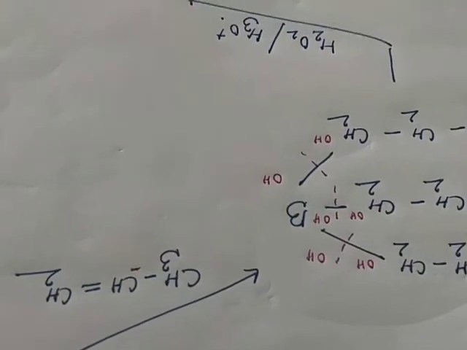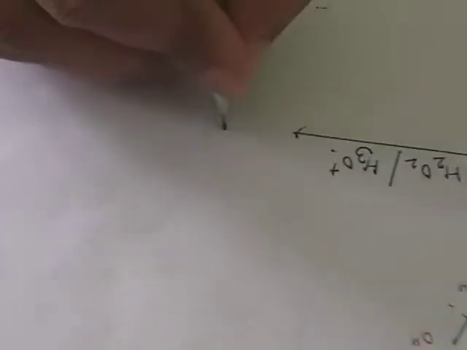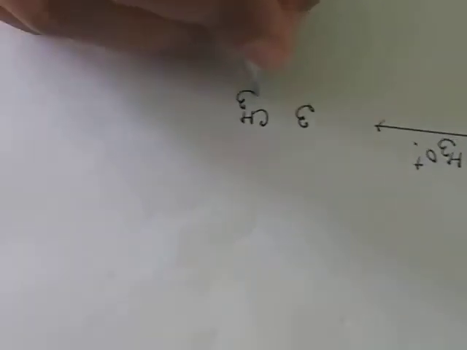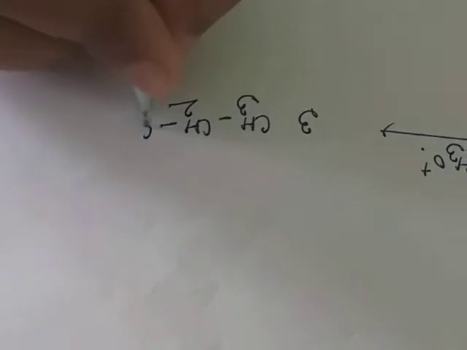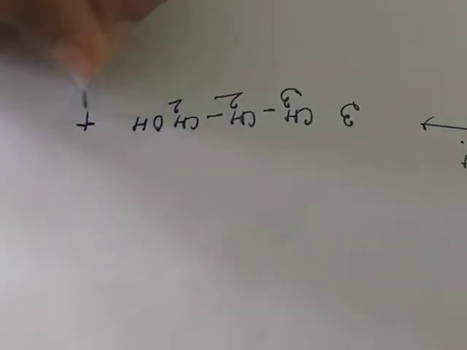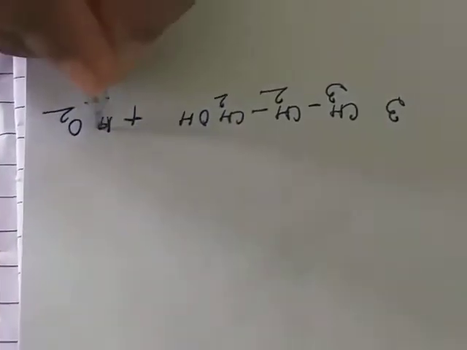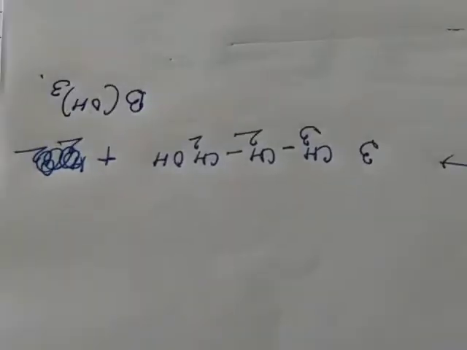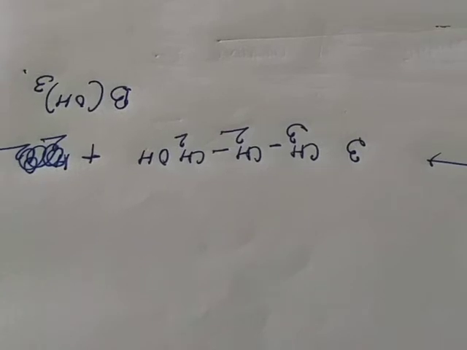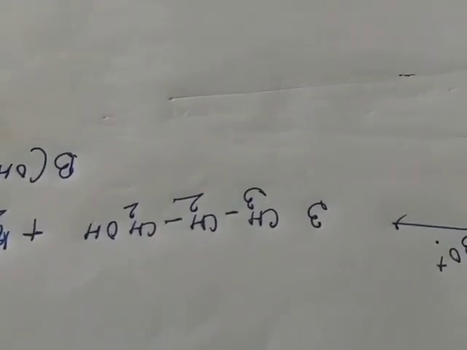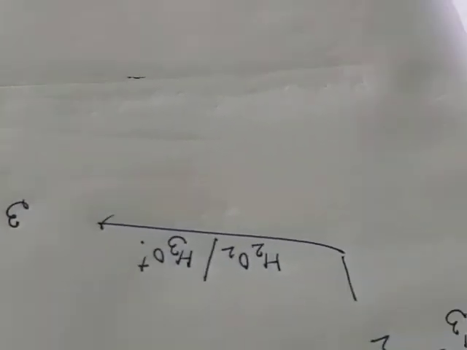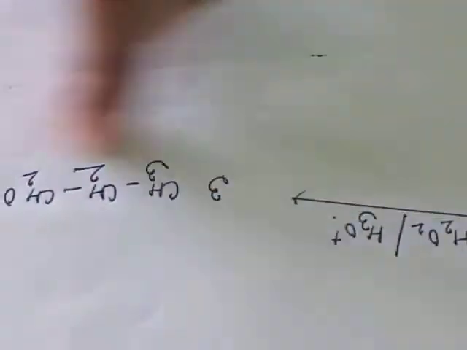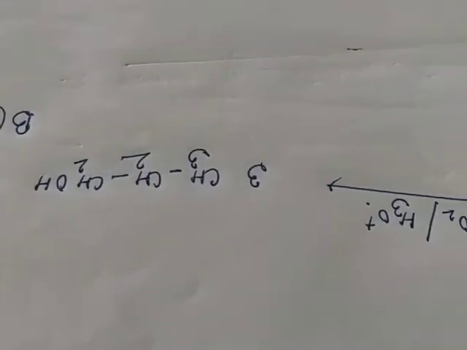So thereby what are we getting actually? It is 3 units of CH3, CH2, CH2OH plus B(OH) whole 3. This is how hydroboration oxidation takes place. And this is of course in contrary to Markovnikov's addition.